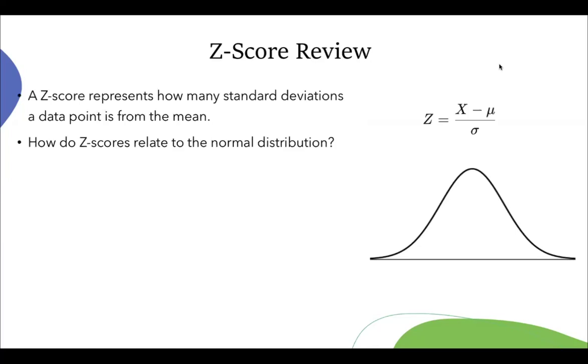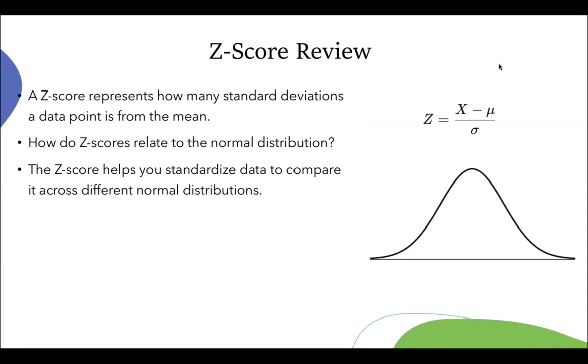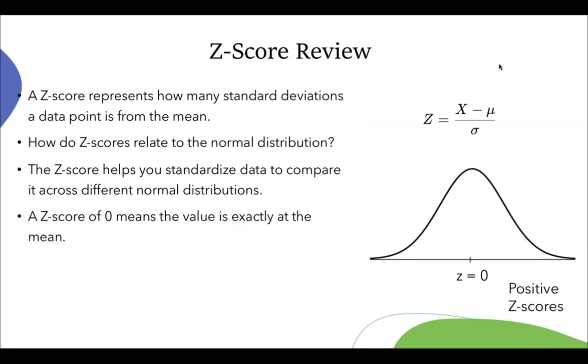How do z-scores relate to the normal distribution? Well, z-scores help us standardize data to compare it across different normal distributions. A z-score of 0 means the value is exactly at the mean, and that's right in the center of the distribution. And to the right of that z-score of 0, we have the positive z-scores. These represent numbers that are above the mean. And on the left, we have the negative z-scores, which represent numbers which are below the mean.